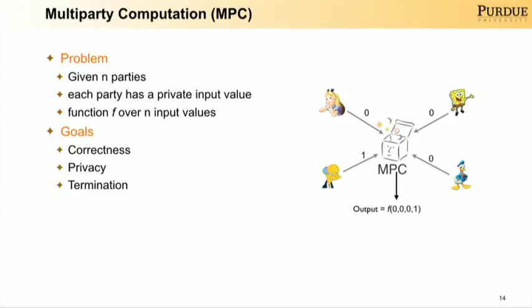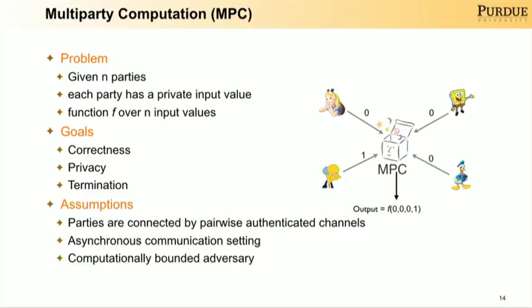So these are our goals, and the typical assumption that we work with here is that parties are connected by pairwise authenticated channels, so that they know whom they are talking to. We are working in the asynchronous communication setting, and our adversary is also computationally bounded. In this setting, we call the protocol asynchronous MPC, or AMPC, because it's a protocol in the asynchronous communication setting, and we again require a 2/3 majority, or rather n greater than 3t plus 1, also in this setting.